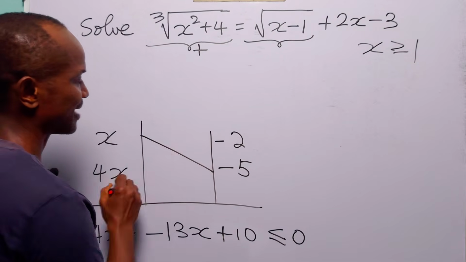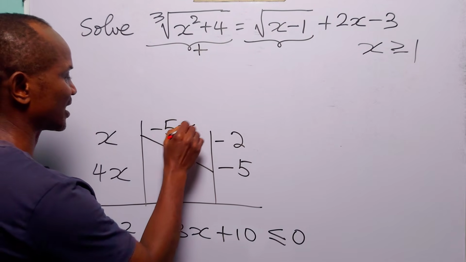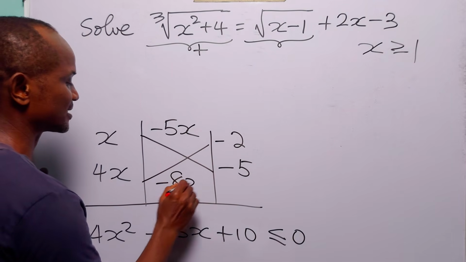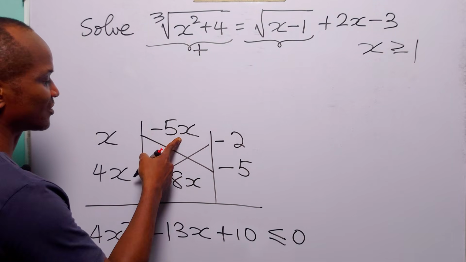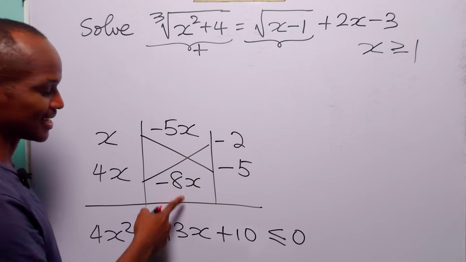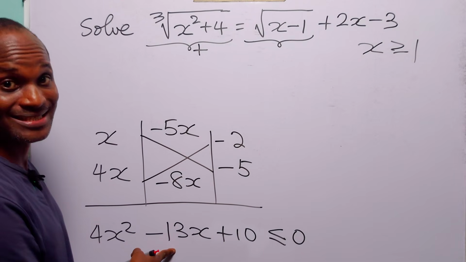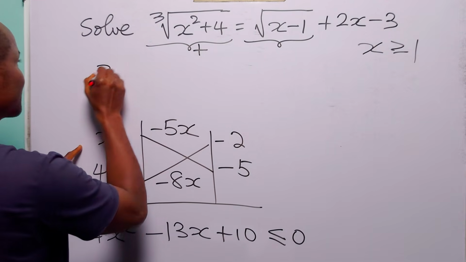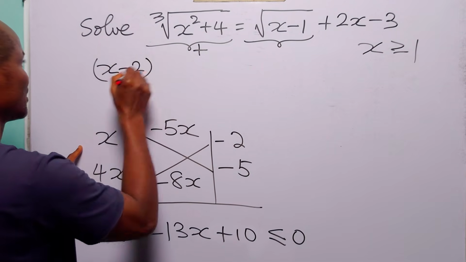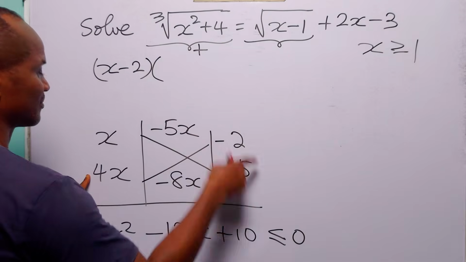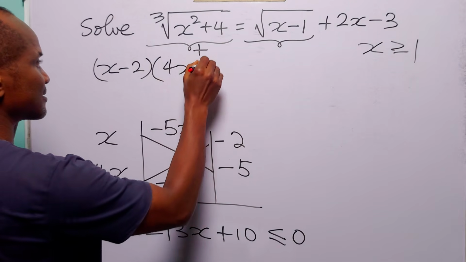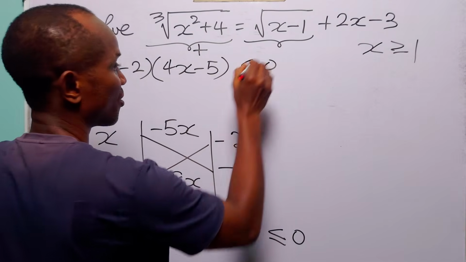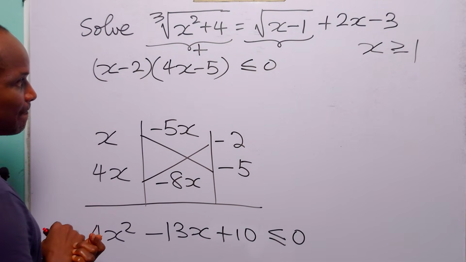Now, x times minus 5 is minus 5x. And 4x times minus 2 is minus 8x. And of course, minus 5x minus 8x is equal to minus 13x. So when we factorize this, we have x minus 2 multiplied by 4x minus 5 is less than or equal to 0.